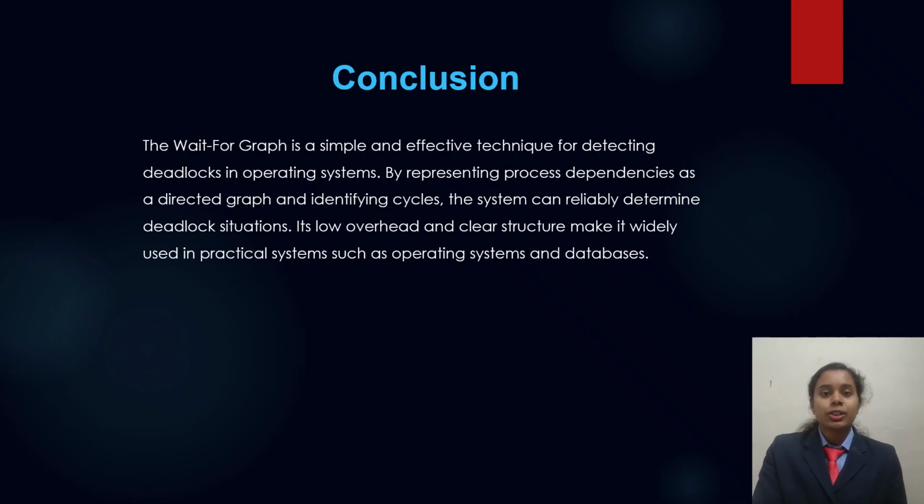Now, coming to the conclusion, the wait for graph is a simple and effective technique for detecting deadlocks in operating systems. By representing the process dependencies as a directed graph and identifying cycles, the system can reliably determine deadlock situations. Its low overhead and clear structure make it widely used in practical systems such as operating systems and databases.